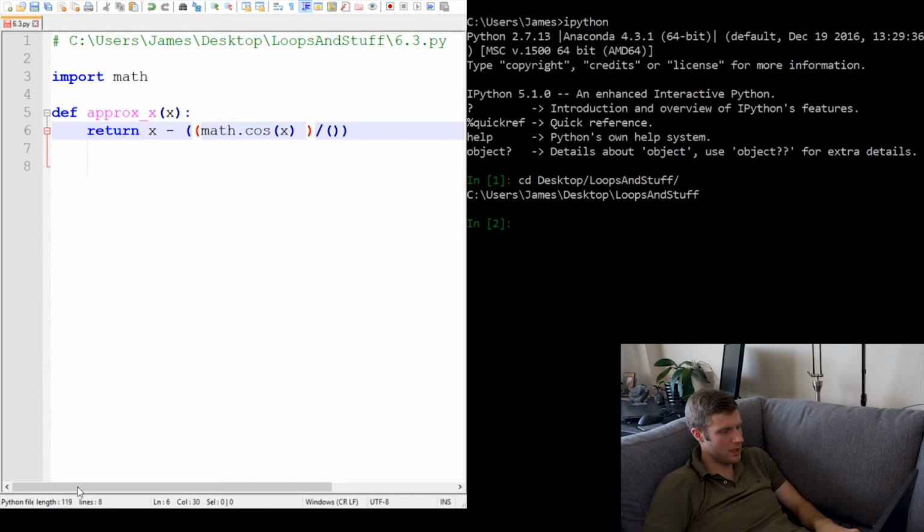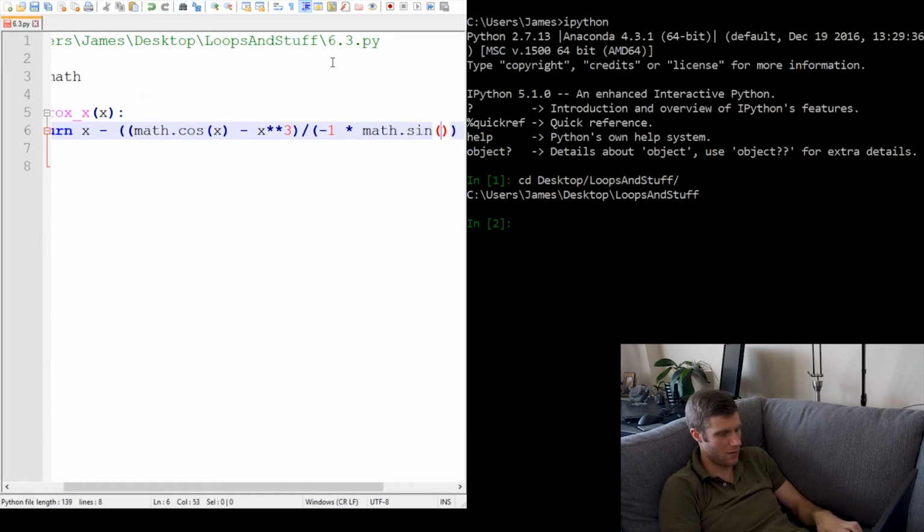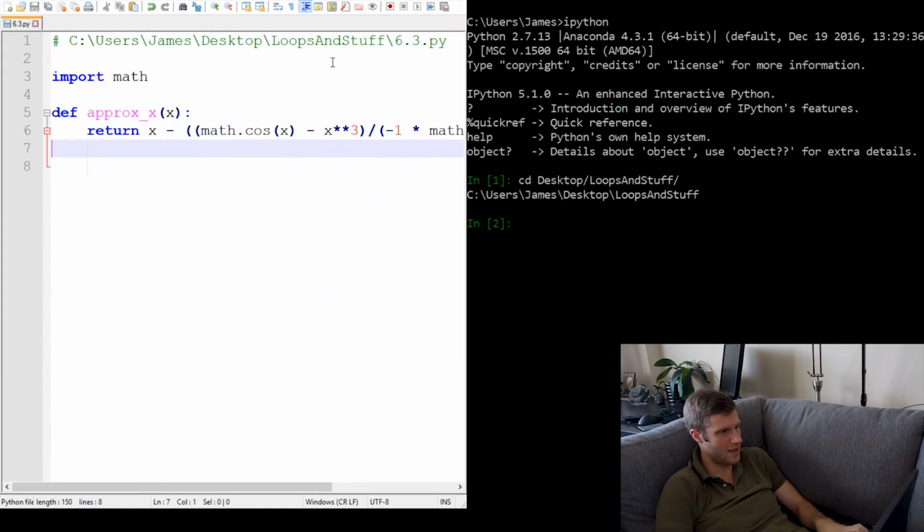And what does the formula say? Minus x cubed. Okay, minus x cubed. And then I'm looking quickly back at the website. We have negative sine x minus 3 times x squared. Okay, so -1 times math.sin of x minus 3 times x squared. And then I guess that should do it for that function.